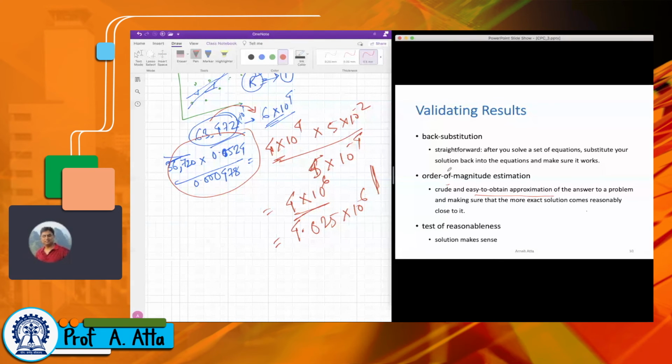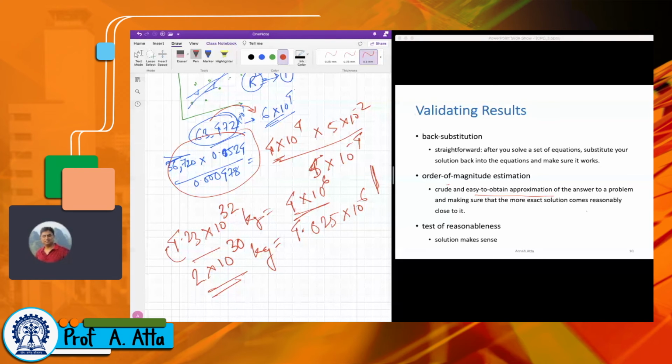Say you calculate a mass of a cylinder which is 4.23 into 10 to the power 32 kg. But the mass of the sun is about 2 into 10 to the power 30 kg. So that means you must have done something wrong. You should check your result, the check of reasonableness.